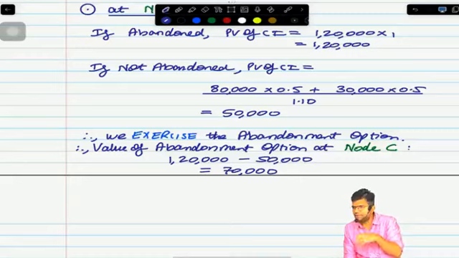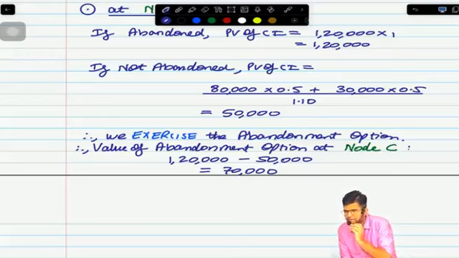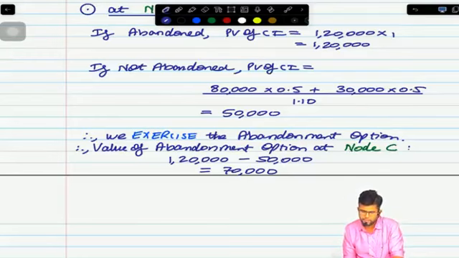But can I say, if I don't go for this option, I am anyways going to get 50,000. By going for this option, can I say I'm getting 1,20,000? Come on, everybody. Do you all understand that the value of that option is 70,000? Come on, everybody clear? Okay.